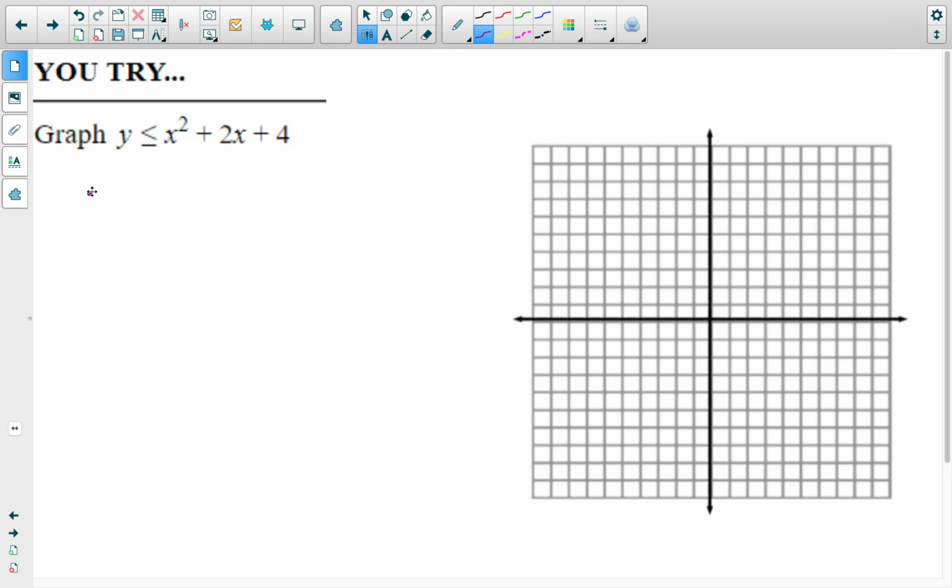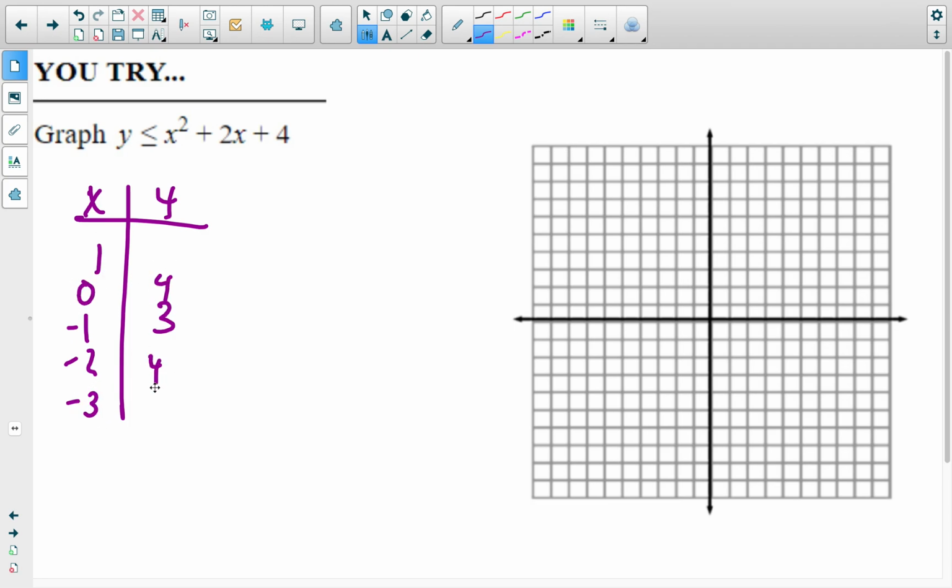All right, hopefully you found that your vertex was negative 1, 3. Go up a couple, down a couple, and we get some points here. All right, let's plot our vertex: over negative 1, up 3, and then over here, and then something like this. And then we see that we have a less than or equal to symbol, meaning we're going to have a solid line. That should look something like this.